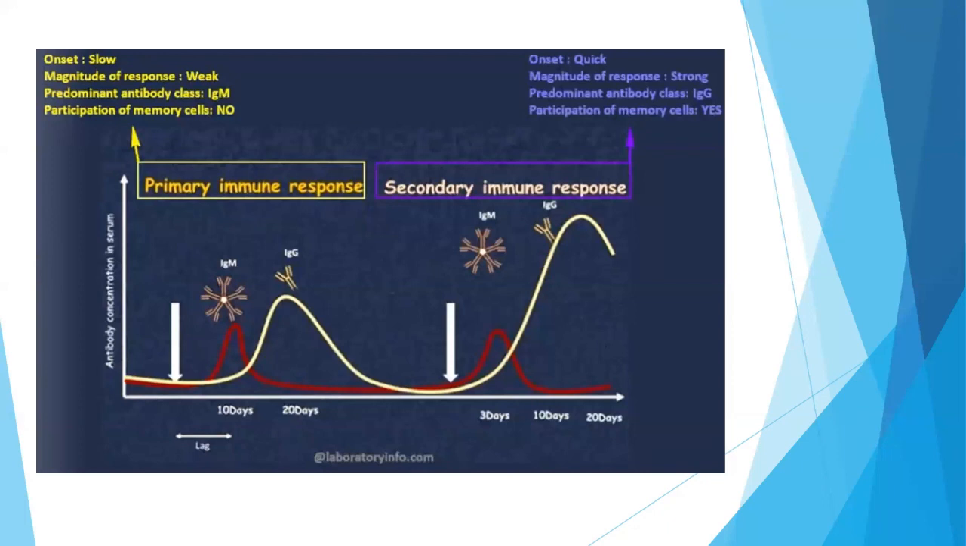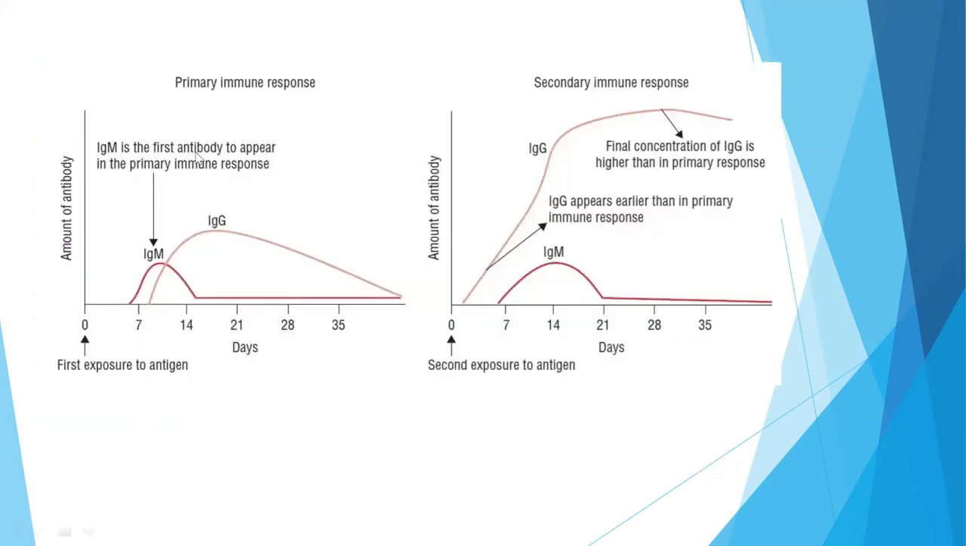Now let's talk about the primary immune response and secondary immune response. The primary immune response is slower, weak, IgM mediated and does not have a memory function. Whereas the secondary immune response is strong, IgG mediated and has the participation of memory cells, so that it has a memory function. In the primary immune response, IgM is the first antibody to appear, and later there is the development of IgG antibody. The final concentration of IgG is higher than in the primary response, and IgG appears earlier than in the primary response in case of secondary exposure.